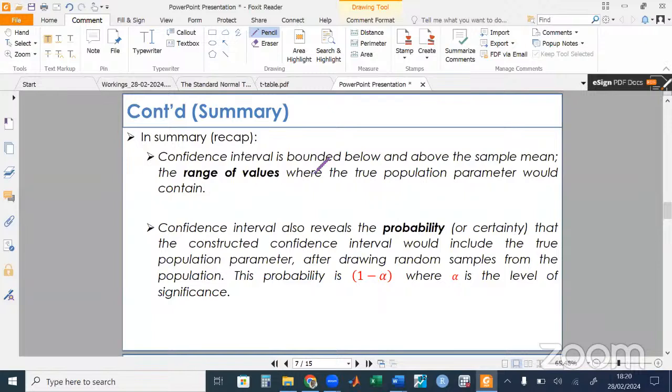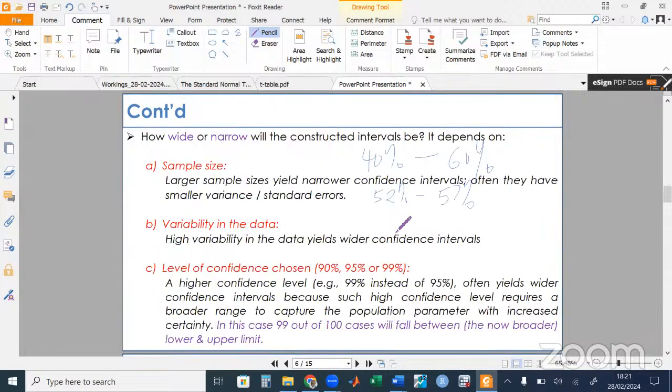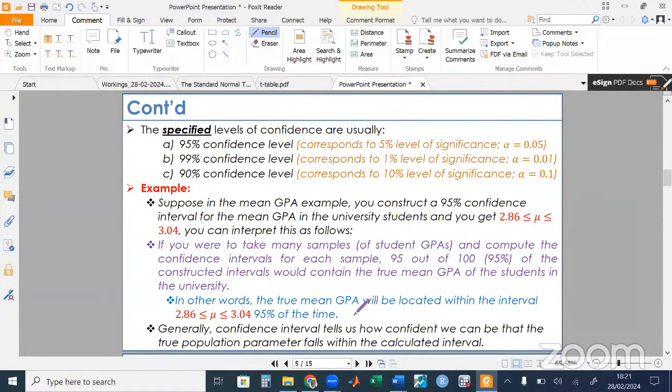But I would like us to also note that those numbers that you get also give us information about the probability that the constructed interval will lie between the lower and the upper limit. So it can as well be seen in terms of probability. Why I'm bringing up probability is, allow me to go one or two slides before and talk about this one.